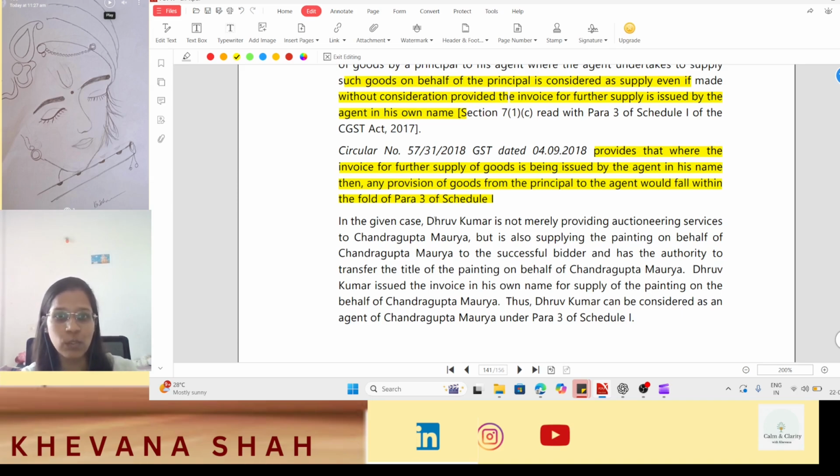So in this case, Dhruv Kumar is not merely providing auctioneering services to Chandragupta Maurya, but he is also supplying the painting on behalf of Chandragupta Maurya. Okay, and so he has the authority to transfer the title on behalf of Chandragupta Maurya, and he issued the invoice in his own name for supply of painting. So the important point here is that the invoice was issued in his own name. So in that case, Dhruv Kumar will be considered as agent of Chandragupta Maurya under Schedule 1, and this transaction is that of a deemed supply. So with this, the questions of this chapter get over.